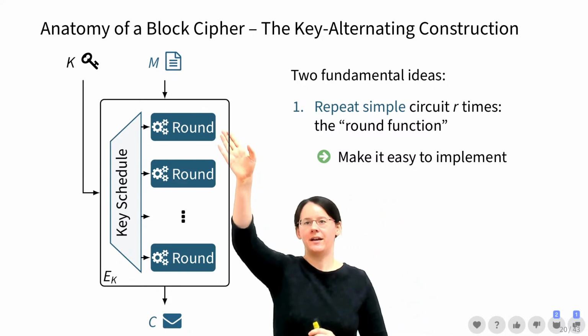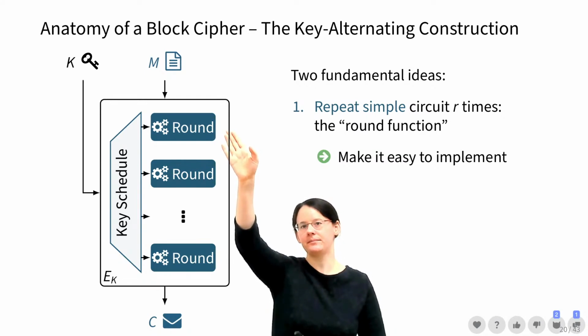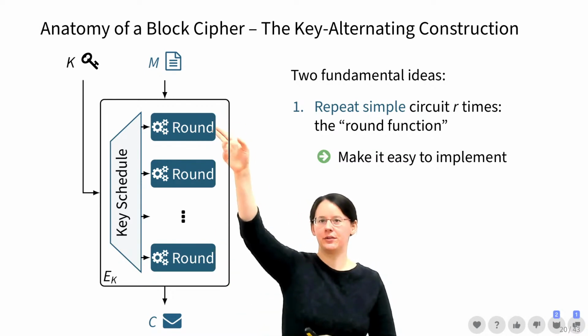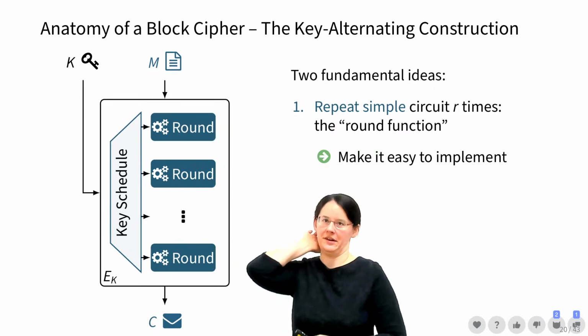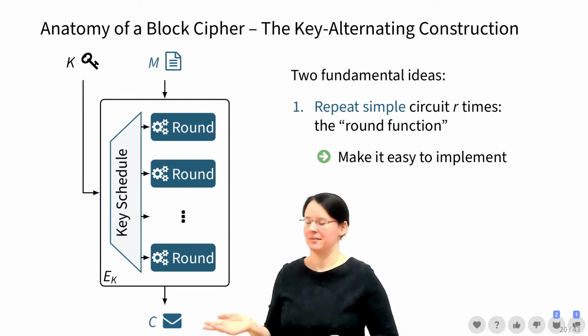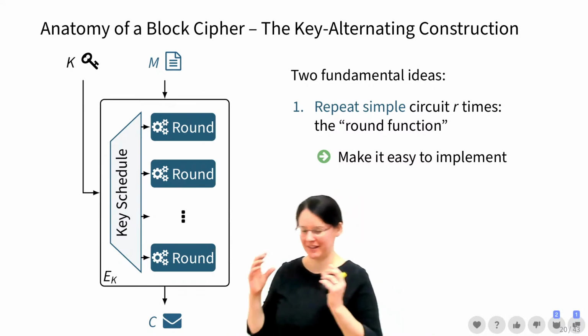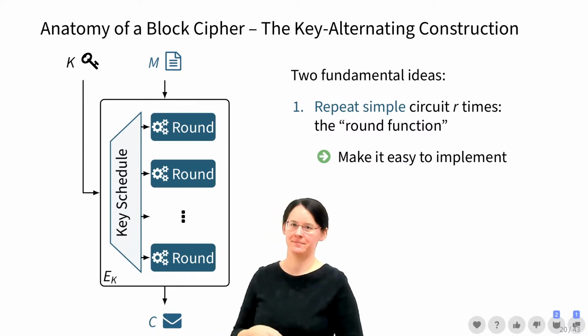So the idea is that we can have a function here which is very easy to implement as a circuit or in software. And in order to achieve some sort of security, even though this individual function is not secure, is by repeating it very often. And this maybe sounds a bit silly, but this actually helps. So something simple iterated many times becomes something complicated.